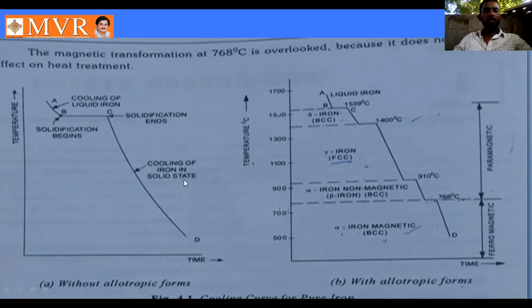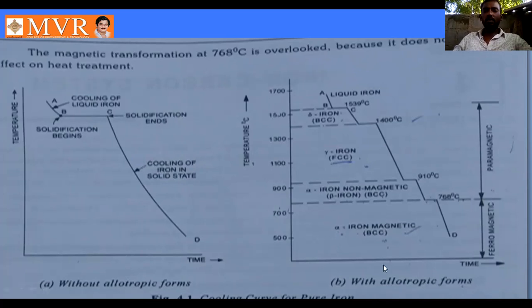From D onwards we can see a solid body, but we are still decreasing the temperature; it is not at 0 degrees, but we are slowly cooling the solid body as well. So between B and C we can observe liquid plus solid.